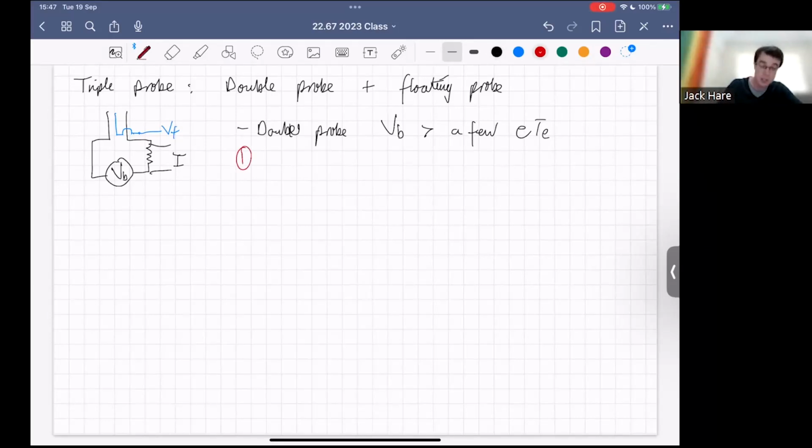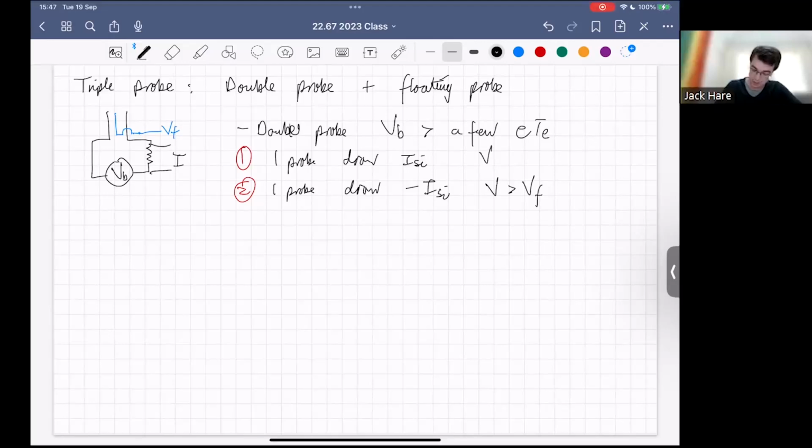And then we find out that one of the probes is going to draw positive ion saturation current. The second probe is going to draw a negative ion saturation current because it's at a potential greater than the floating potential. This one is at a potential less than the floating potential. And finally, the floating probe is going to allow us to measure the floating potential itself directly.